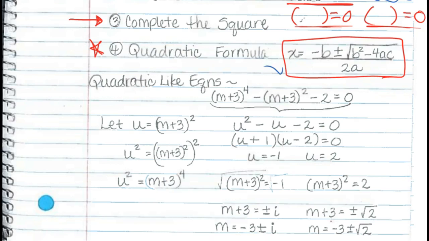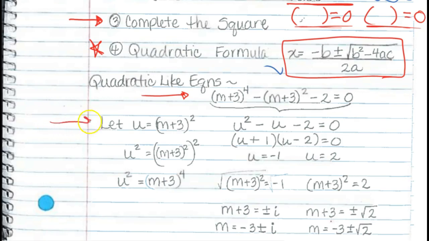Quadratic-like equations are equations in which we can use quadratic methods to solve. So let's say we have an equation that looks like this. Now we can go ahead and try to multiply everything out and then try to factor from there. Our problem is that it's going to take a lot of time. So let's use a u substitution.